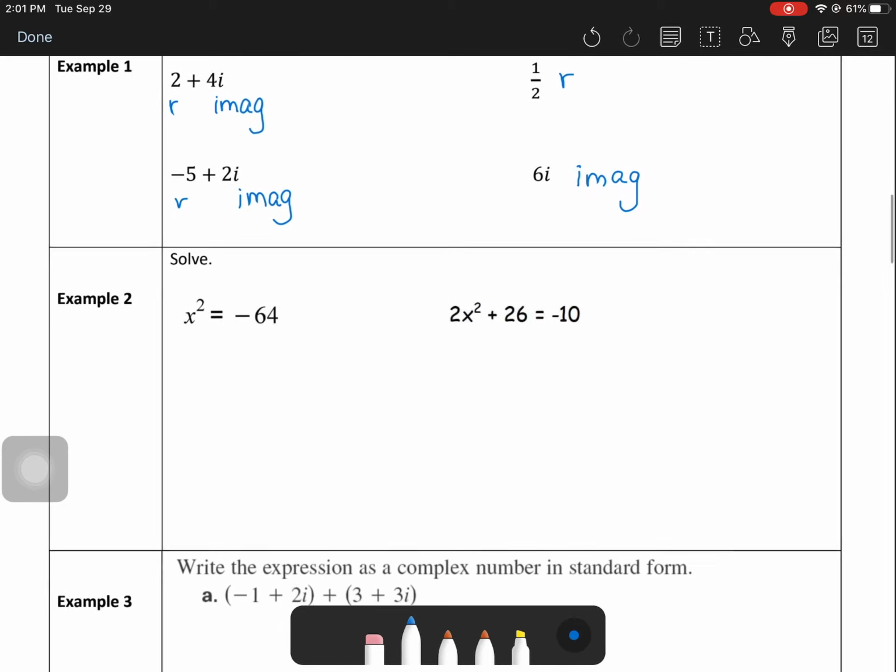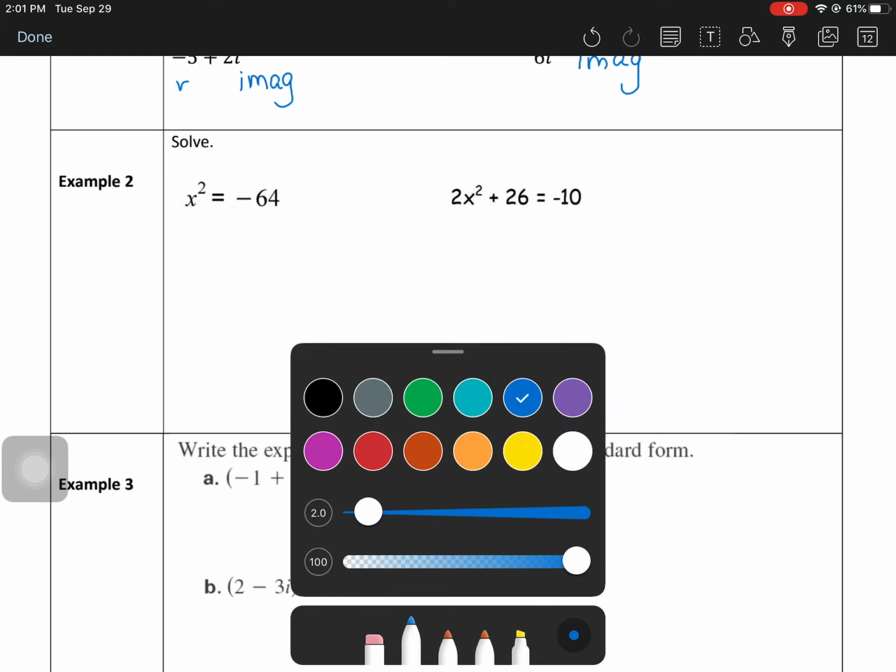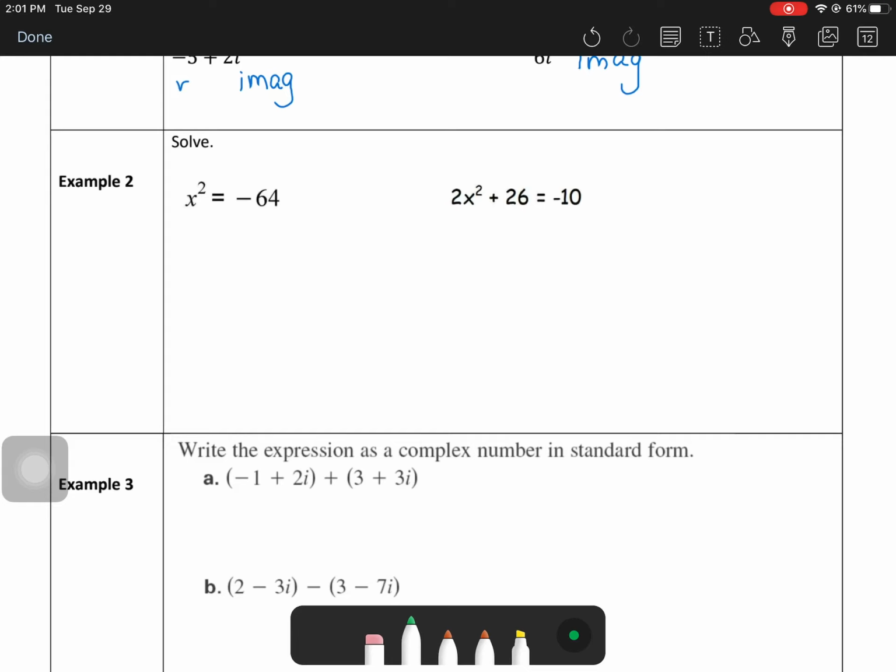When we solve equations using real and imaginary numbers, the first thing that we want to do is to take a look by getting the x squared by itself. That's called isolation. So we want you to isolate the x squared, get it by itself, and once we do that, we're going to take the square root of both sides.